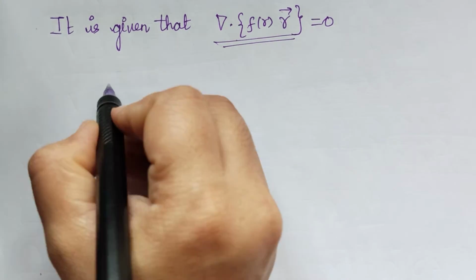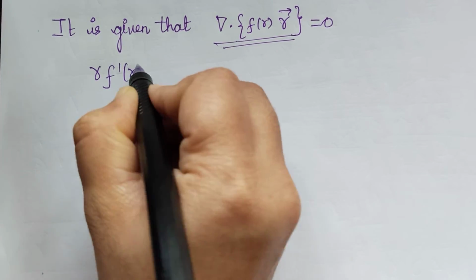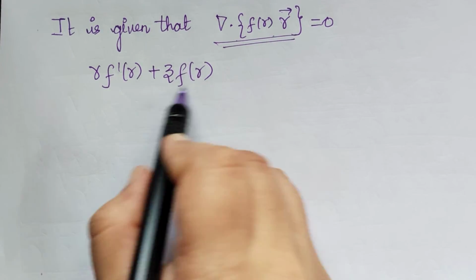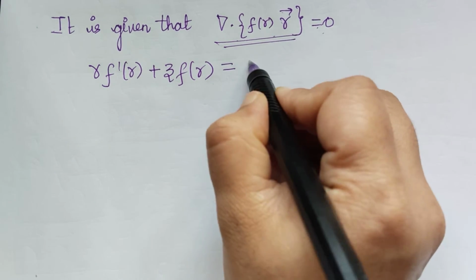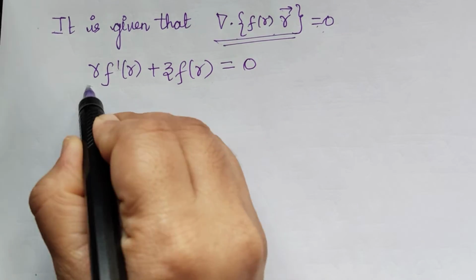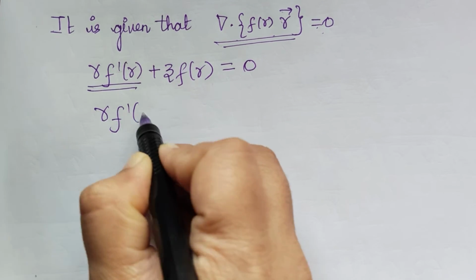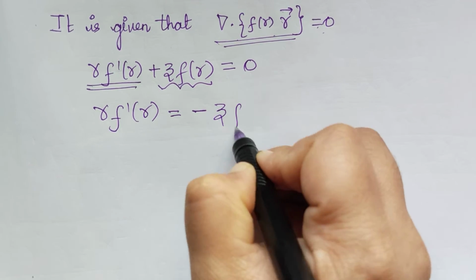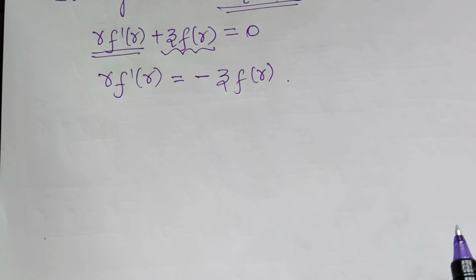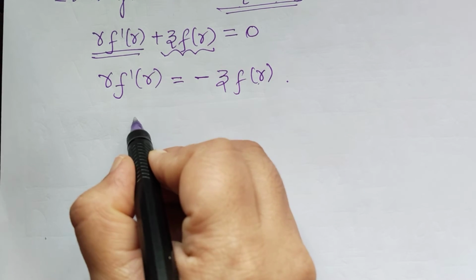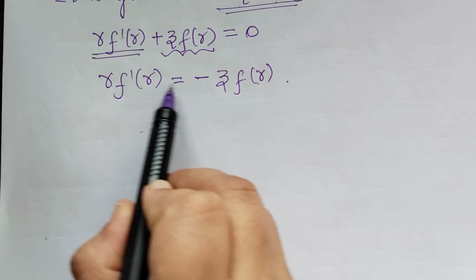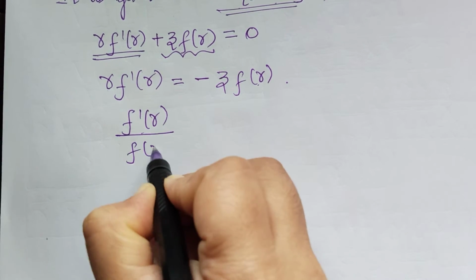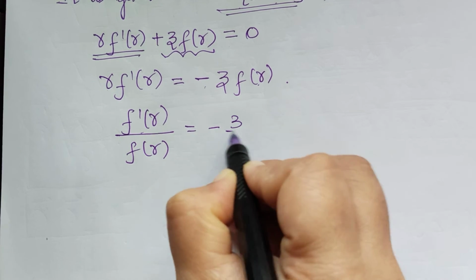So it is given that nabla dot f of r vector is equal to 0. But just now we have derived this to be r into f dash of r plus 3 f of r. So we substitute that, and that is equal to 0. From this, keeping this term to the left, r multiplied with f dash of r, and taking this term to the right, it becomes negative 3 f of r. Bringing this f of r to the left, it goes to the denominator, and taking this r to the right, it goes to the denominator, and we have f dash of r divided by f of r equal to negative 3 by r.